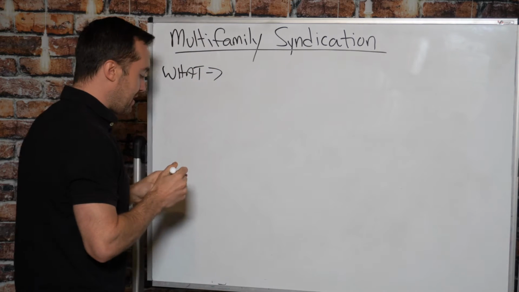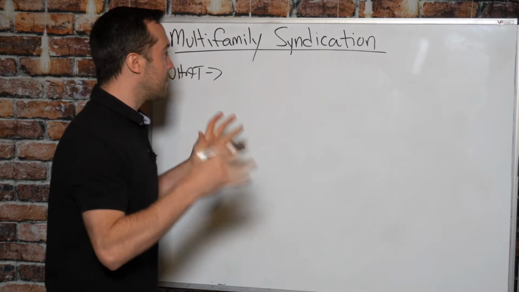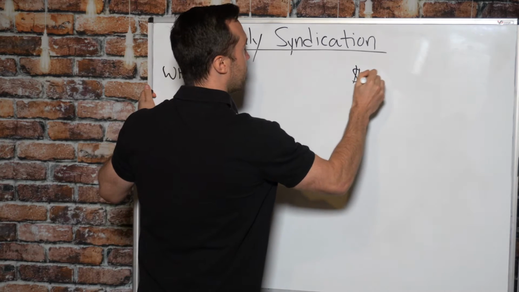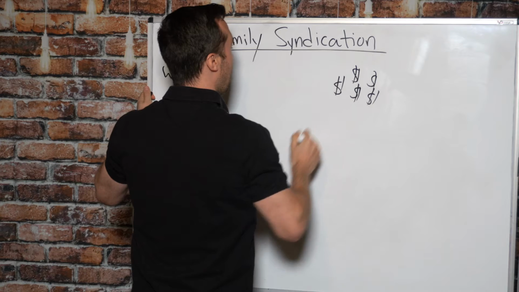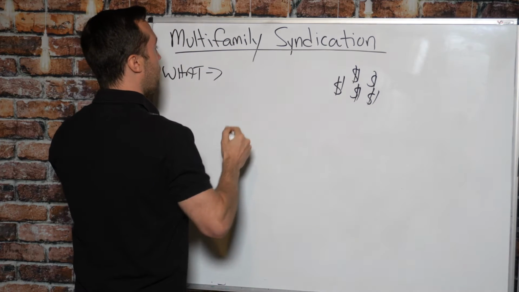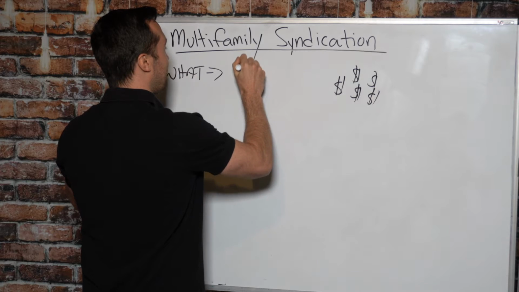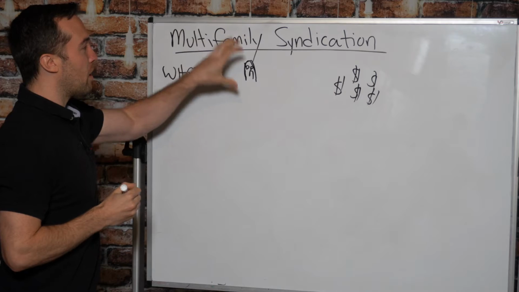Well, by definition, a syndication is a pooling of resources. And in a syndication for real estate, we have people with capital. So we have money over here that needs a home. And then we have another party over here that has a deal. This is going to be my multifamily real estate deal right here. This is a bad drawing. And we have another party with the deal. They know how to run it.